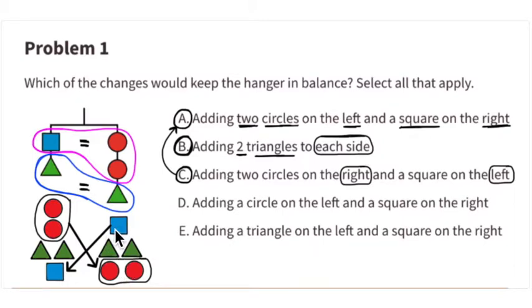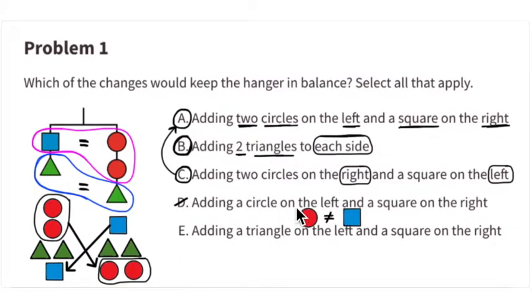And also you can look at it as the square is switching sides and these 2 circles are switching sides. So it remains balanced as you move from one side to the other. As long as you move the same weight in the opposite direction, that hanger is going to remain balanced.